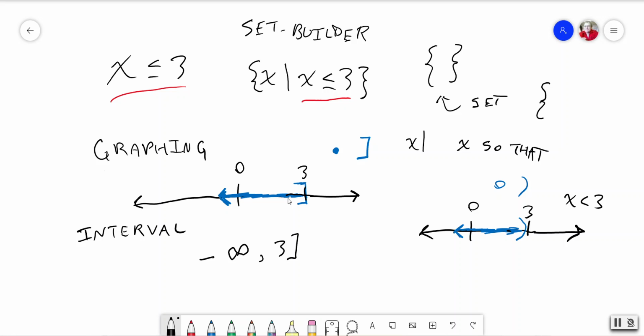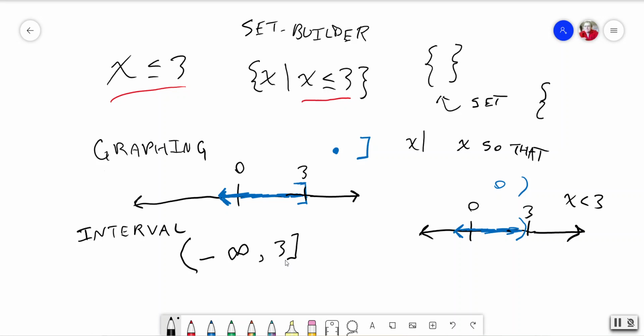Infinity always takes the parenthesis because it's never included. It never ends, so it's always open on that end. This is called a half open interval because it's open here, closed there. Or you could call it half closed, depending on your point of view. This does the same thing, but in this case, it's a fully open interval because 3 is not included either, since it's strictly less than.